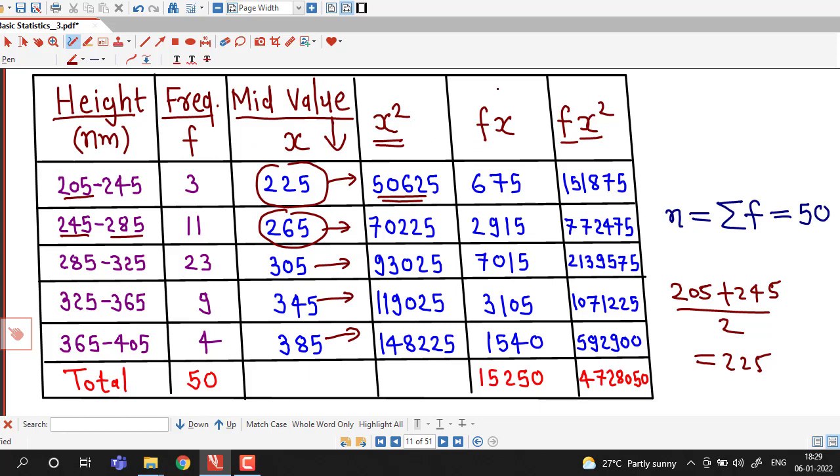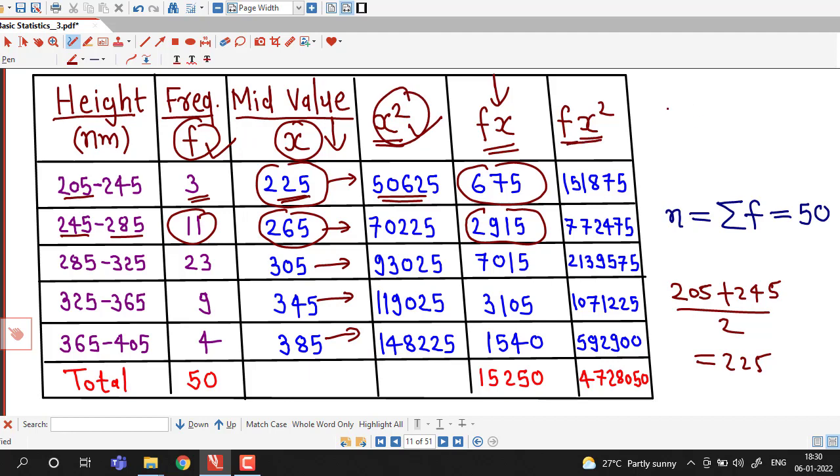Then in this column we have written product of frequencies and mid values, that is 3 into 225, which is 675, then 11 into 265, this is 2915. So using scientific calculator I have obtained all these products. Then we have to multiply frequencies and these values, square of mid values.